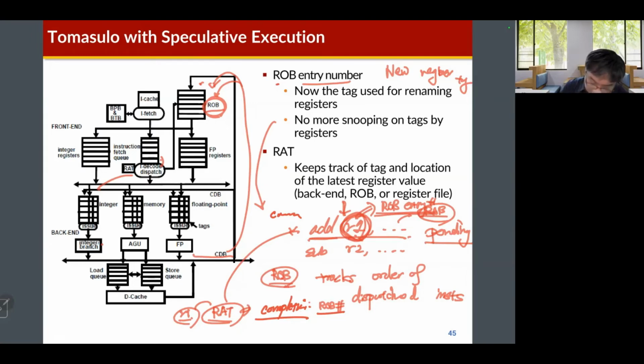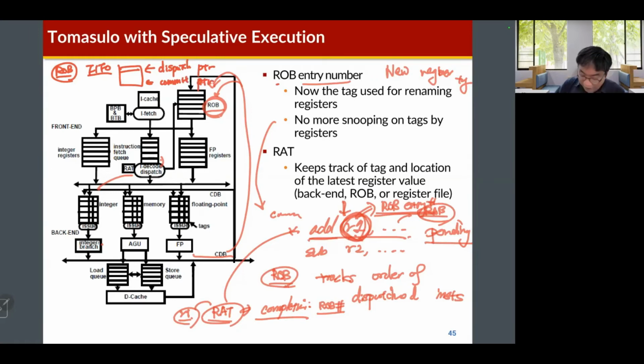Okay, so I said that the ROB is a FIFO. So it means that ROB actually has two pointers. If you just implement a FIFO queue, then we need to have two pointers, like the head pointer and the tail pointer, right? So you need to know the structure of the FIFO. So this ROB is pointed to by a dispatch pointer and a commit pointer.